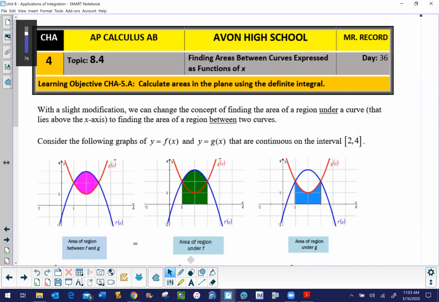Okay, yeah. So if we're going to find the area between two curves, in essence, we're just finding, like we've done before, we're finding the area under a.